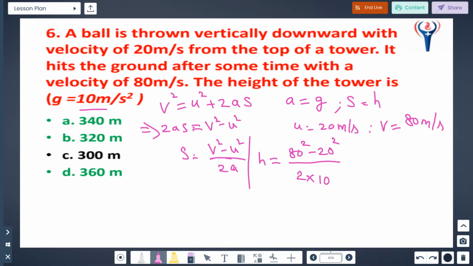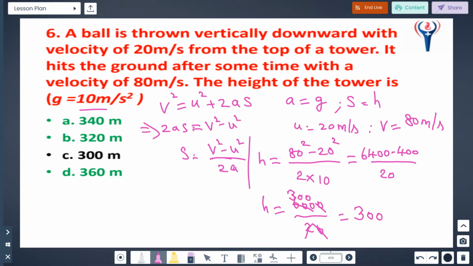2 into 10. 80 square is 6400, minus 20 square is 400, divided by 20. 6400 minus 400 is 6000. That is h = 6000 divided by 20. The zeros cancel, and if you simplify, 3 into 100 is 300. All values are substituted in SI units, so 300 meters. Option C is the correct answer.